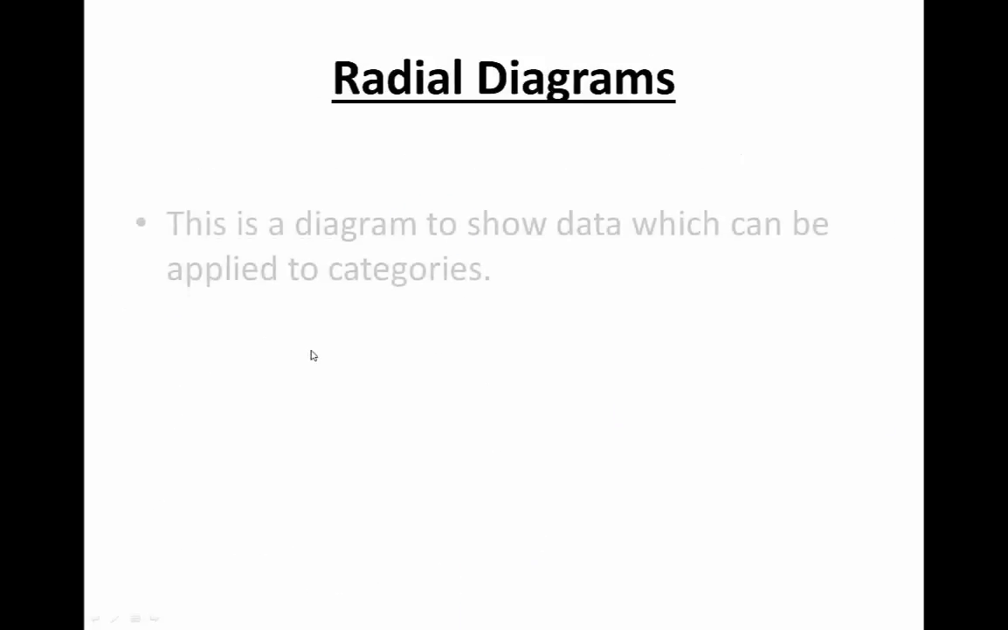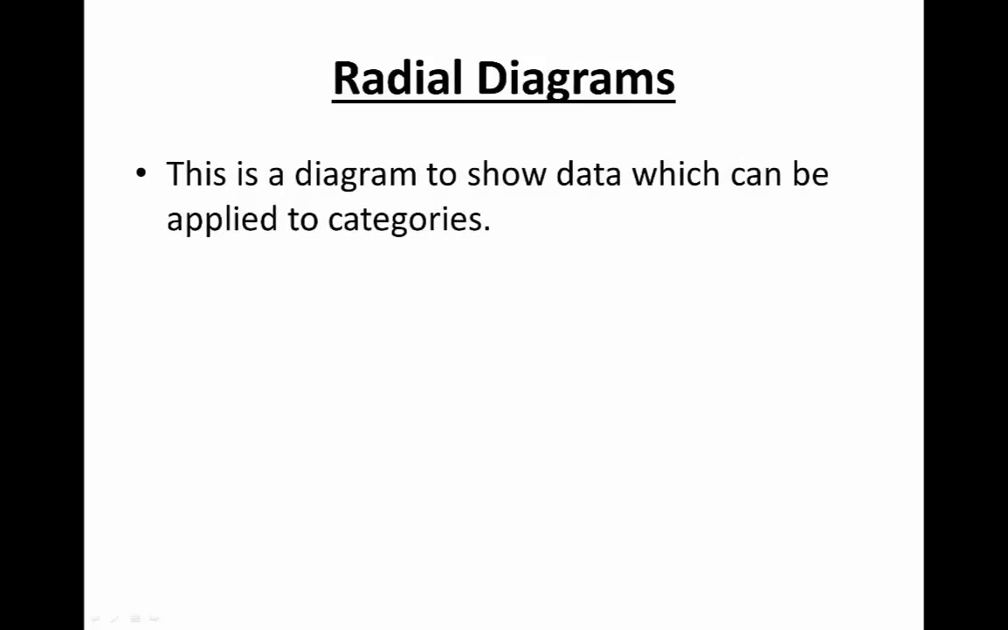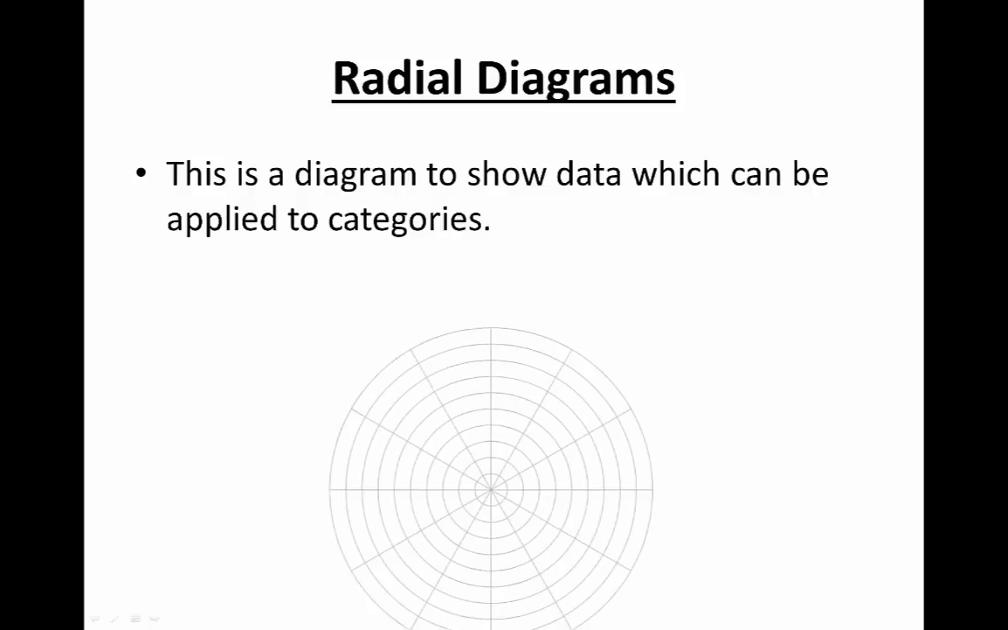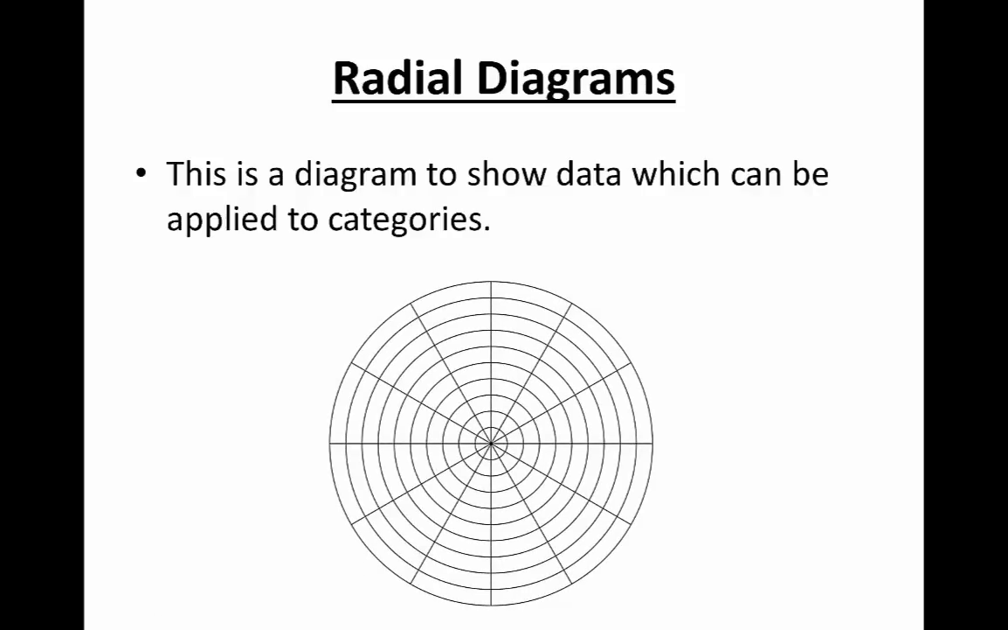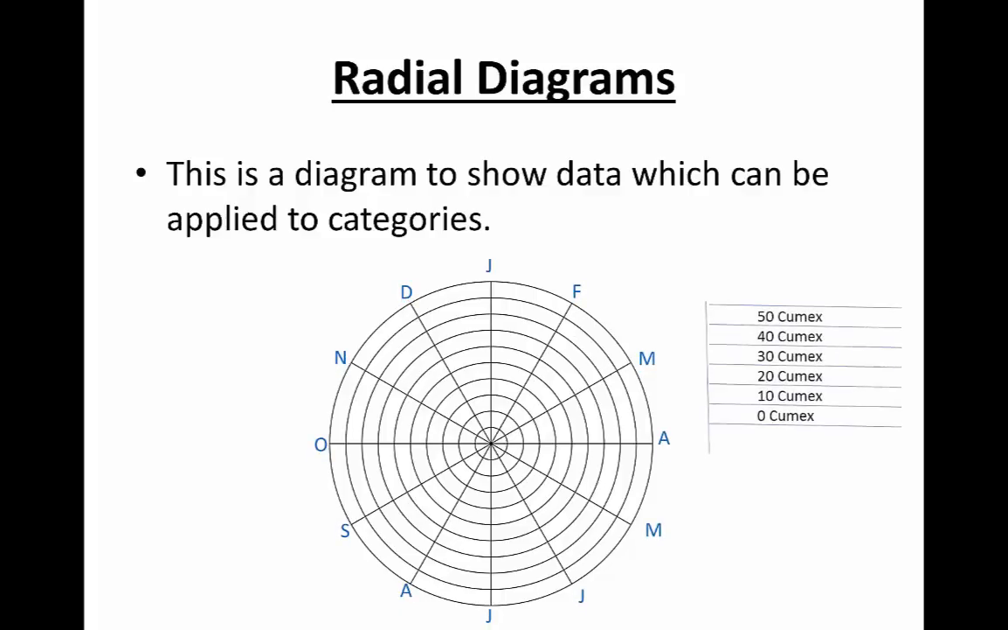Now we're going to look at radial diagrams. This is a diagram which shows data that can be applied into different categories. So we have pretty much a big circle which looks like this, divided into sections. We can then assign each section a certain value. In this case, we're going to be using the months.